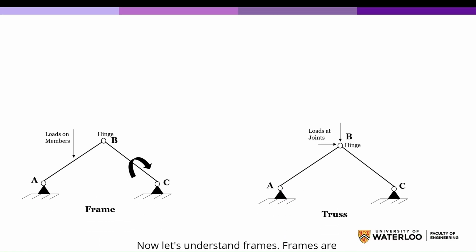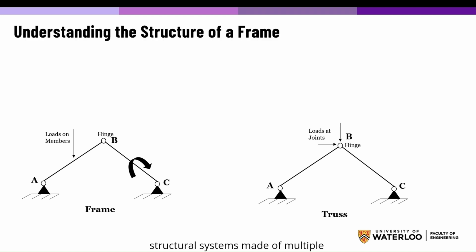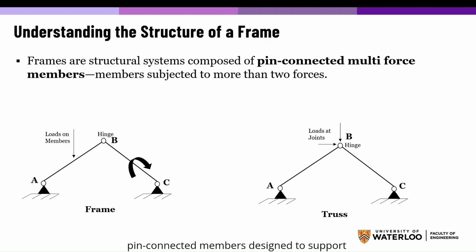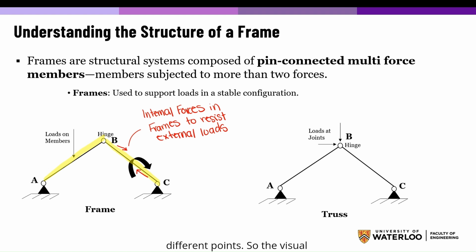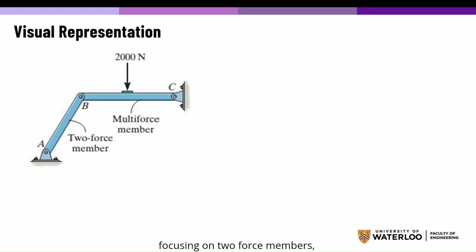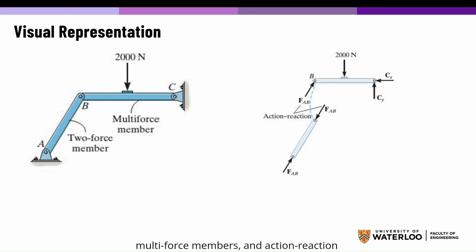Now let's understand frames. Frames are structural systems made of multiple pin-connected members designed to support loads. Unlike trusses, which consist of only two force members, frames contain multi-force members, meaning they experience more than two forces at different points. So the visual representation illustrates the concept of forces acting on a frame structure, focusing on two force members, multi-force members, and action-reaction pairs in a free body diagram.